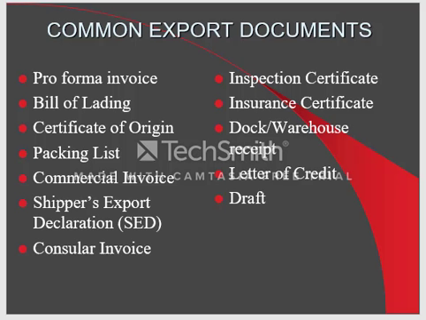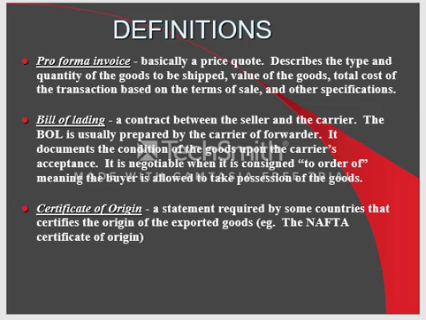The common export documents that are used are pro forma invoice, bill of lading, certificate of origin, packing list, commercial invoice, shipper's export declaration, consular invoice, inspection certificate, insurance certificate, dock or warehouse receipt, letter of credit, and draft.